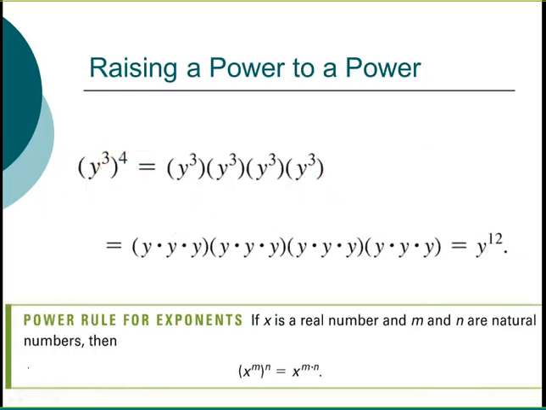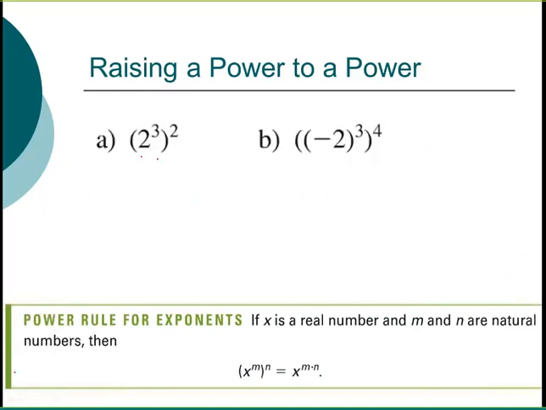So let's try a couple. Here this is saying I've got 2 copies of 2 to the 3rd. The quick solution is just to multiply these 2 together and get 2 to the 6th power. Over here I've got negative 2 to the 3rd power. Here I'm going to multiply that by the 4th power, and so it's going to be negative 2 to the 12th power. And then you can also reduce that because I said earlier that if I have a negative raised to an even power, the answer is going to be positive. So this is actually equal to 2 to the 12th.